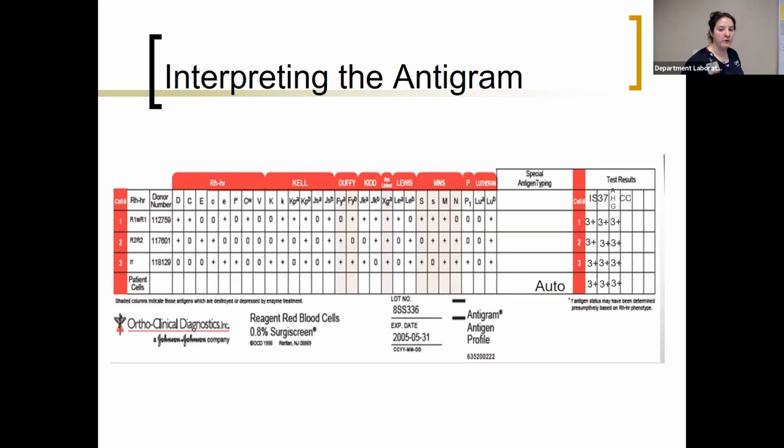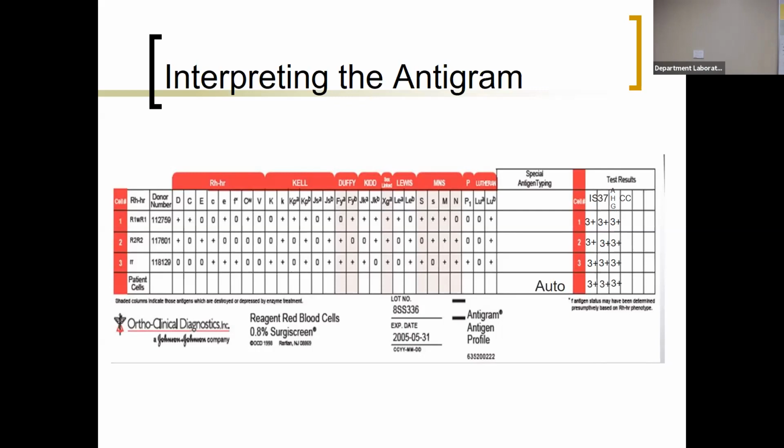So here's an example. This is an actual antigram from an Ortho manufacturer. It's a 3-cell screen, so you have 3 cells. Notice our reactions over here in patient plasma: a 3+ reaction at initial spin, 37, and AHG. All 3 cells are reacting, and our auto control is reacting. What do you guys think about that?